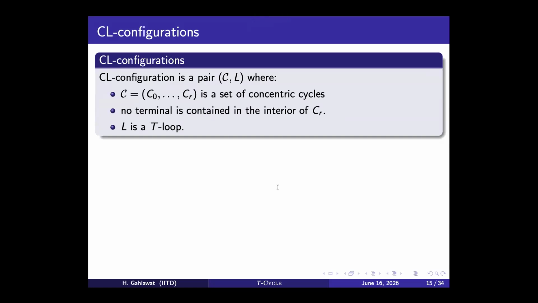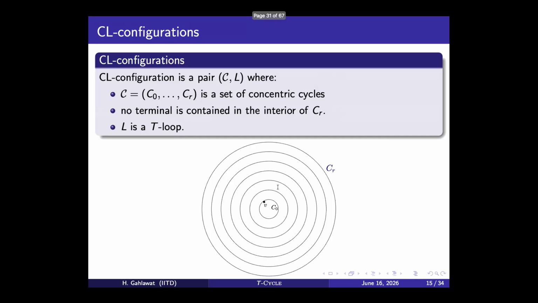Now, from these concentric cycles, some are interesting to us. Which of these concentric cycles are interesting to us? The cycles that do not contain any terminal. And for this purpose, we define something called a CL configuration. But again, don't go through the definitions. The only part is that these are a set of concentric cycles, which are many, and they do not contain any terminal inside.